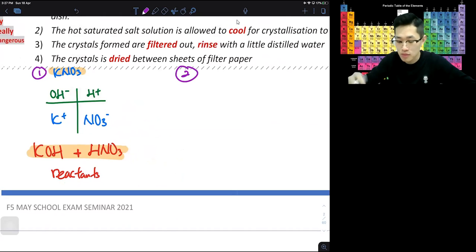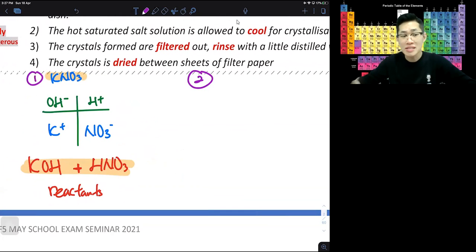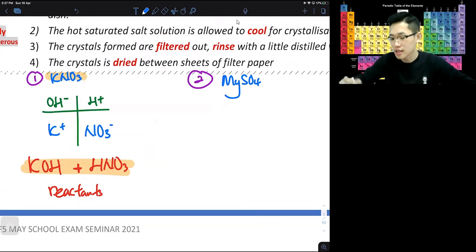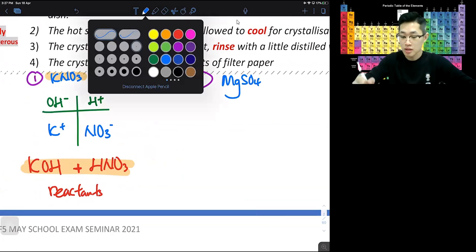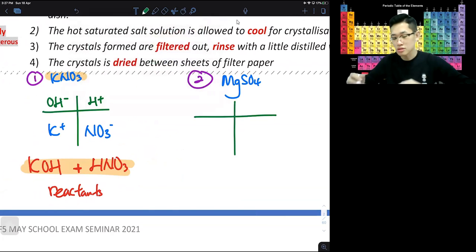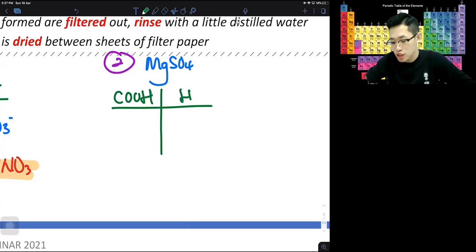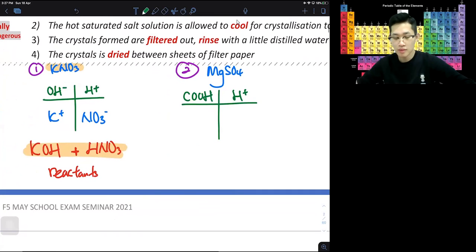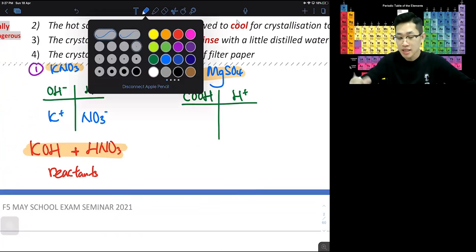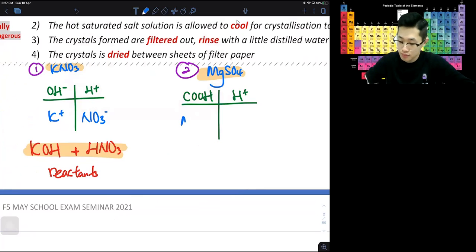Number 2, when we have a soluble non-SPA. MgCl2, is it? Okay, Mg SO4. So we draw a cross. Then we put CO, O, OH and H. A bit different from the one just now, although they are two soluble salts. Same thing, I split the ion into two, Mg2 plus, SO4 2 minus.